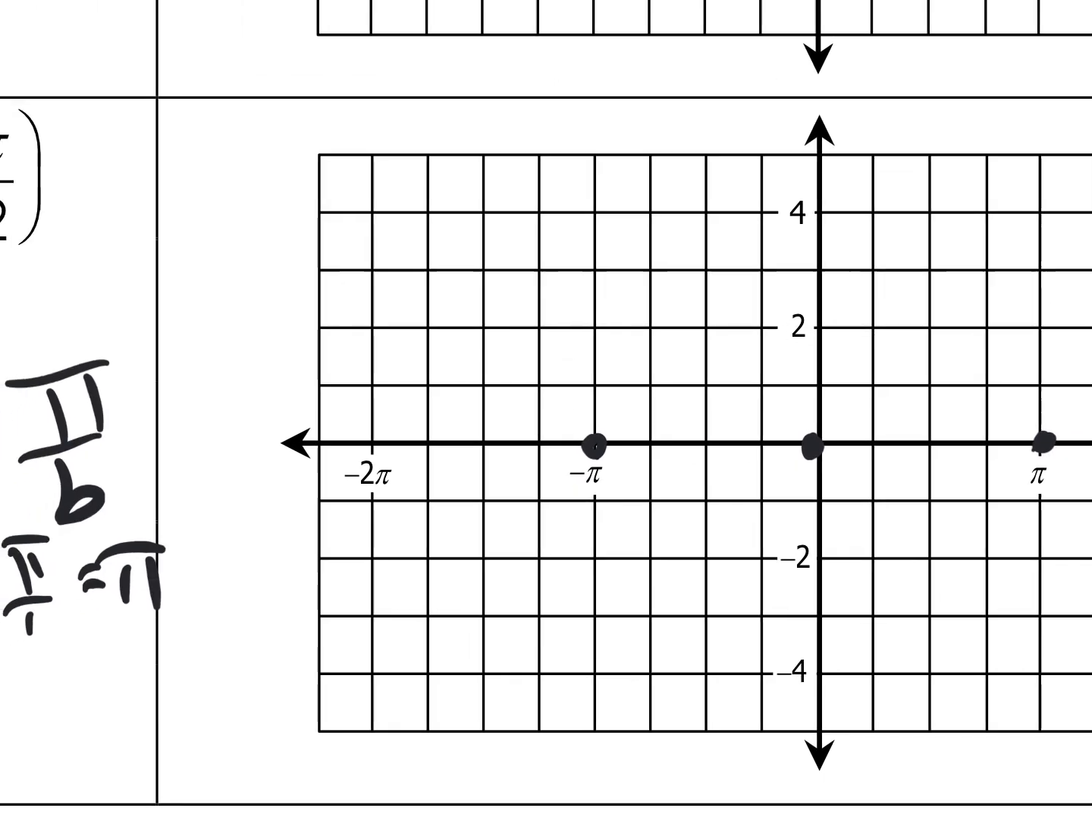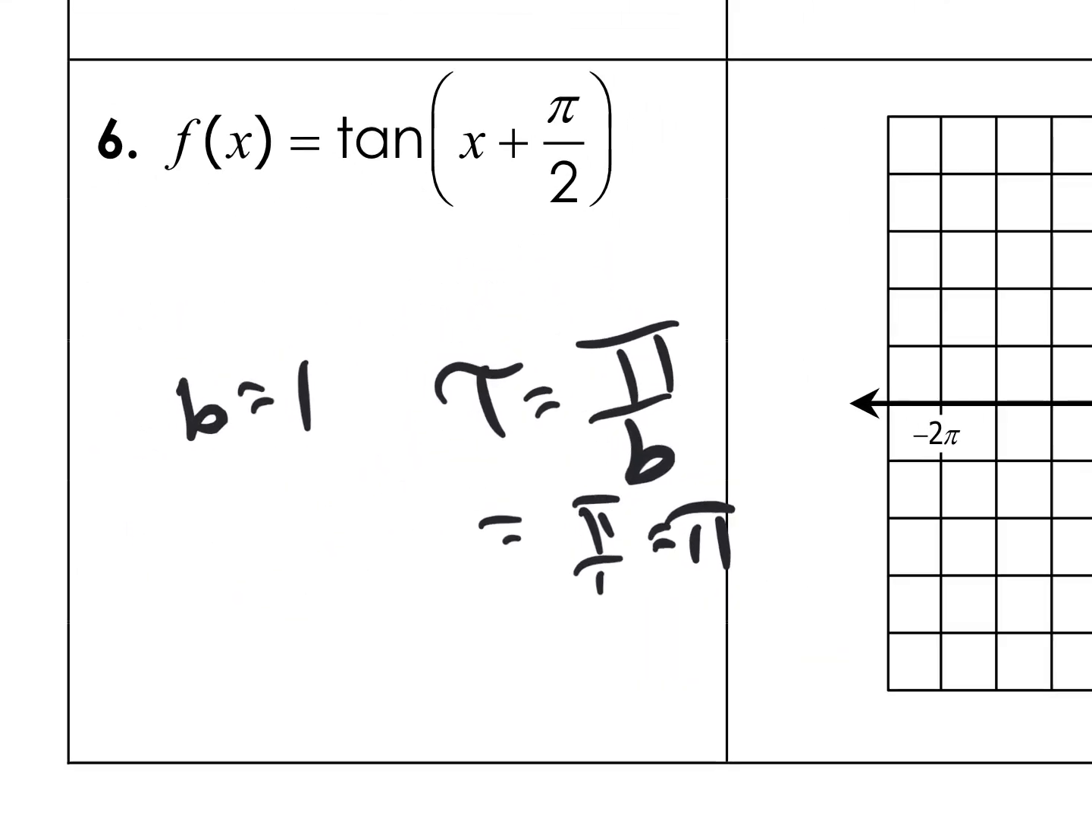Those dots are going to have to move because I see right now my h is a negative pi over 2, which means left pi over 2. Those dots are going to have to be moved over 2 places, each one of them. Don't copy this down. I'm just showing you. That's where those dots are going to be.